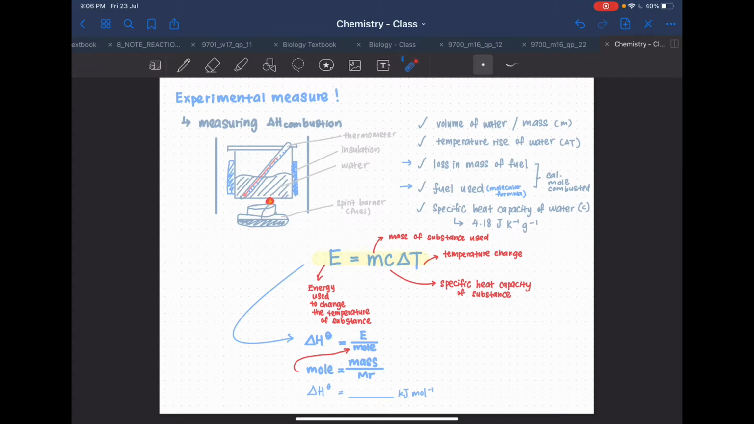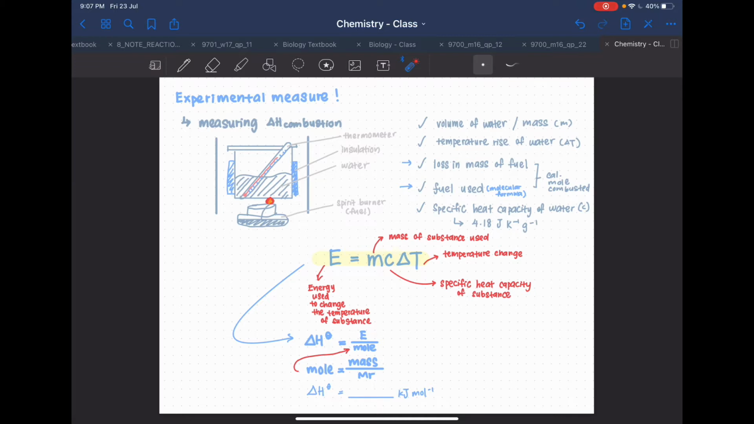We also need the specific heat capacity of water, which is symbolized as c, and we get this 4.18 joules per kelvin per gram value from our data booklet, and it's a constant. So we can use E equals mc delta T to calculate the energy used to change the temperature of that amount of substance. By using this equation, we substitute m, which is mass, c, which is the specific heat capacity of the substance, and delta T, which is the temperature change.